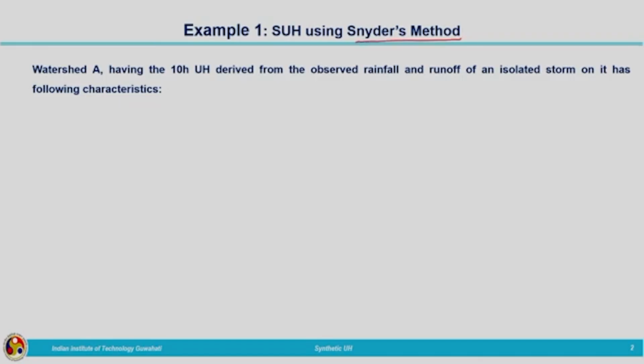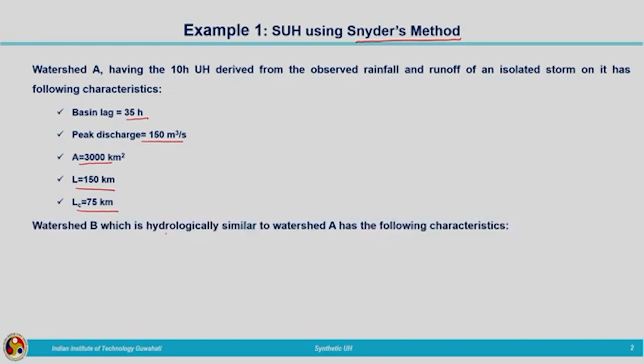The first example is: watershed A having the 10-hour unit hydrograph derived from the observed rainfall and runoff of an isolated storm on it has the following characteristics. Basin lag 35 hours, peak discharge 150 meter cube per second, area of the watershed 3000 kilometer square, length of the main stream 150 kilometers, and length of the stream from a point near the centroid to the outlet point is 75 kilometers.